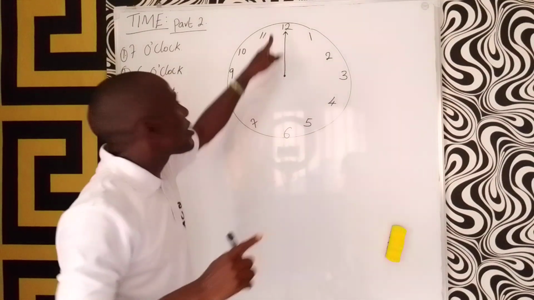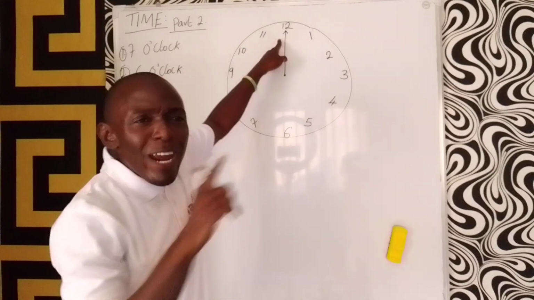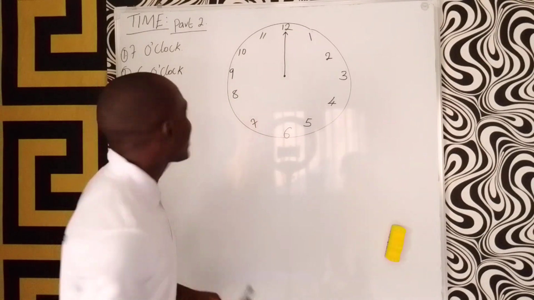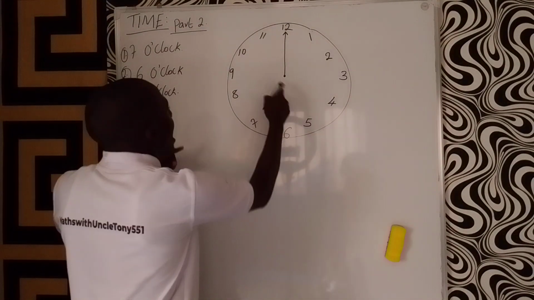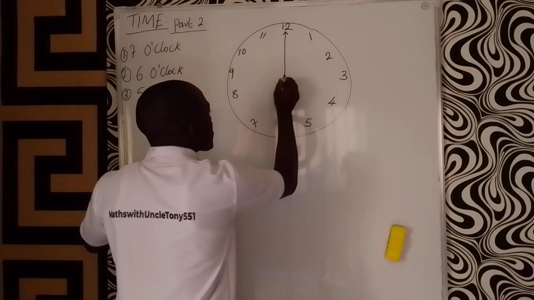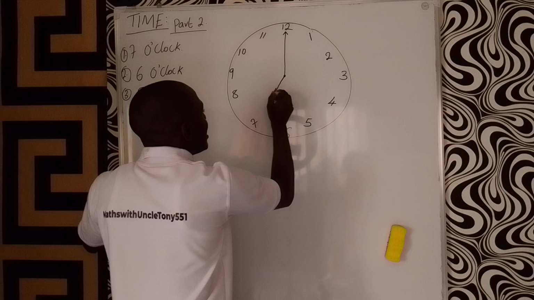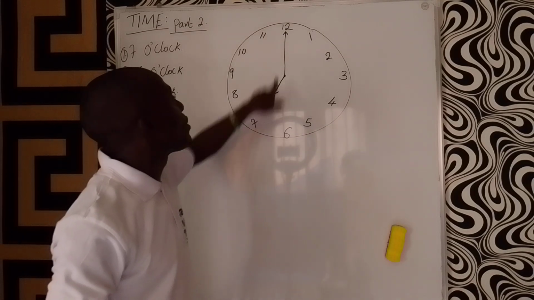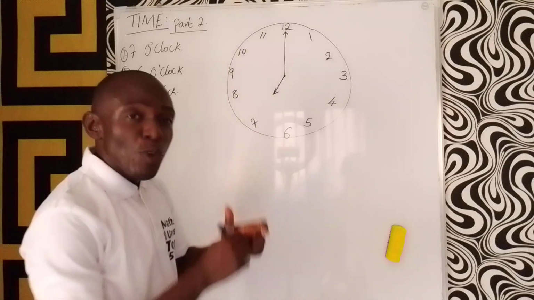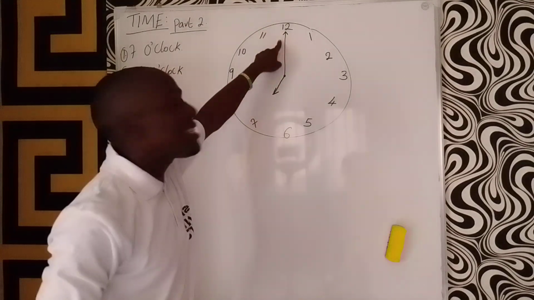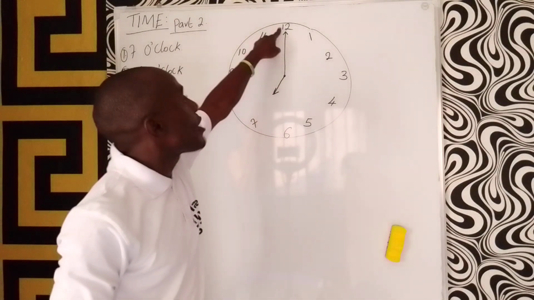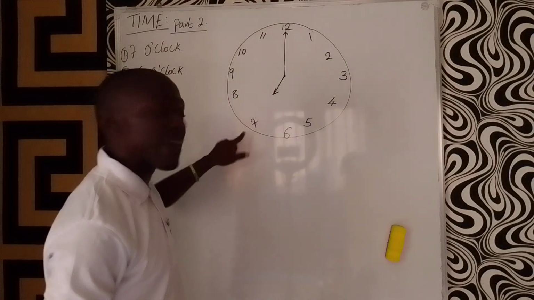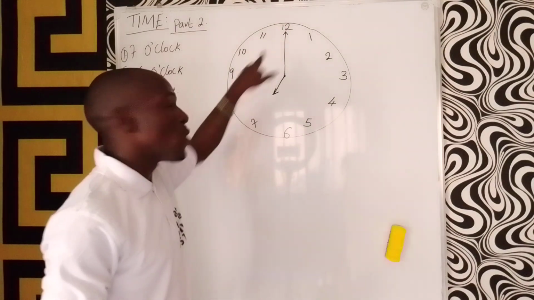Now, when the long hand is pointing at 12, wherever the short hand is pointing at, that is the o'clock. Meaning that if the short hand, that is called the hour hand, is pointing at 7, it is called 7 o'clock. The rule says whenever the long hand, that's the minute hand, is pointing at 12, and the hour hand is pointing at 7, it is 7 o'clock.